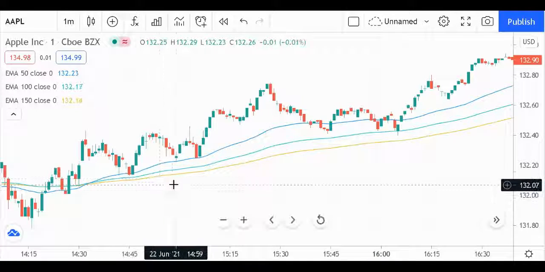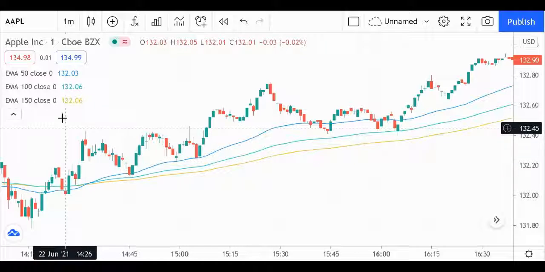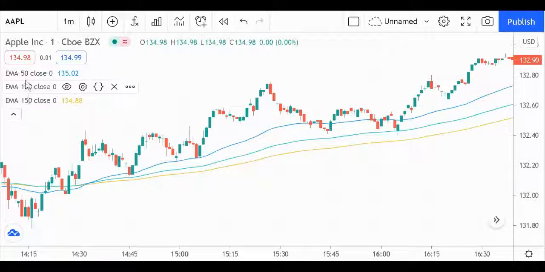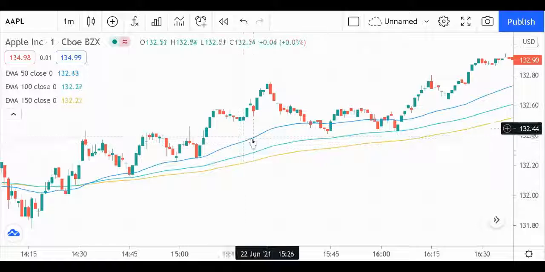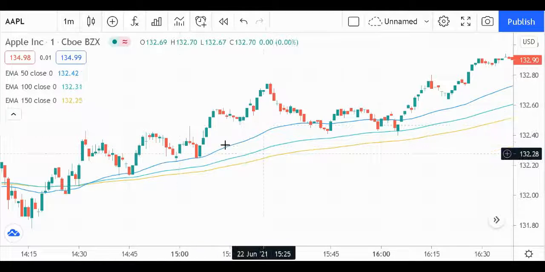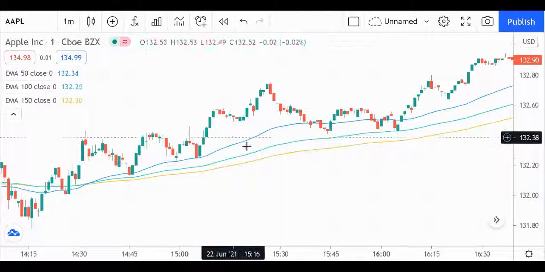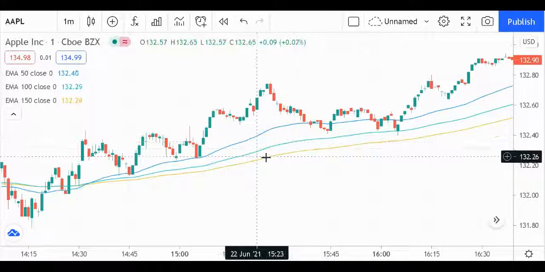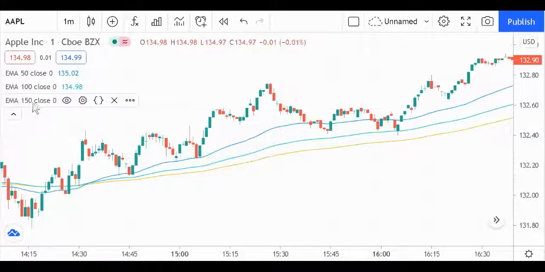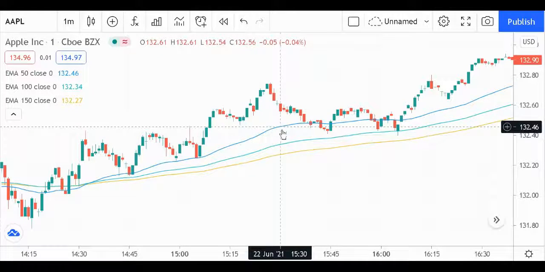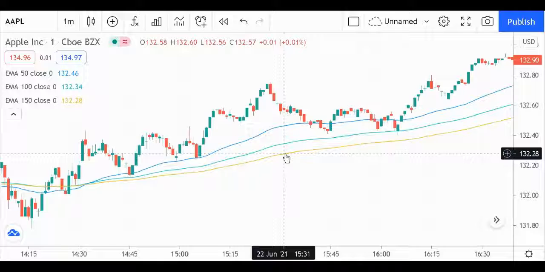All right, so I have 3 moving averages up there, and they're all EMA, exponential moving averages. So I have the 50-period EMA, and that is in darker blue here. And then below that, I have in light blue the 100-period EMA right here. And then on the bottom in yellow, the 150-period EMA. So I've got the 50, 100, and 150-period EMA.